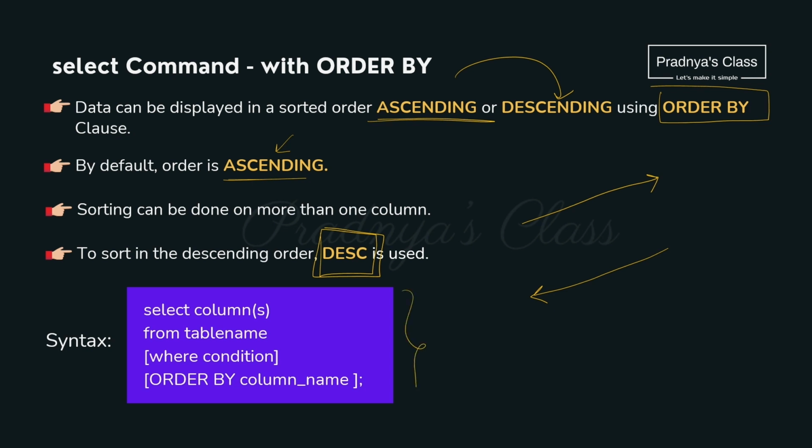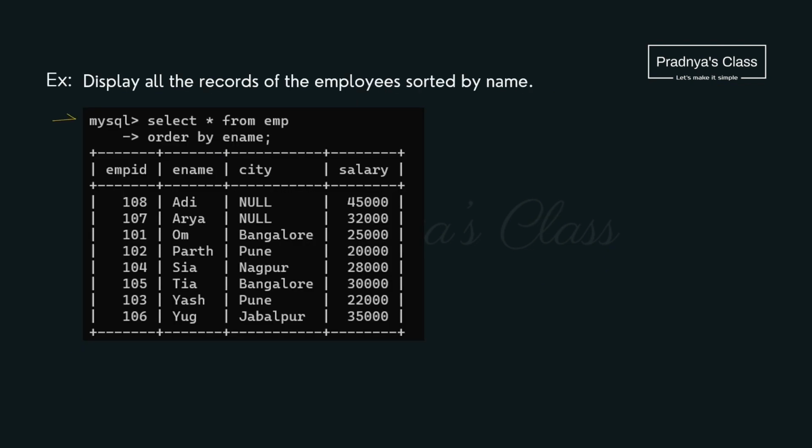Look at the syntax. Select column name from table where condition. Till here the query is the same. Followed by that we will be writing the ORDER BY clause, and the column on which you need to do ordering, that we will be mentioning here. Let's discuss one simple example. Here is the query. Select star from EMP order by employee name. Look at the employee name column. The records with the A alphabet got printed first. In the same way the alphabetical order is getting followed.